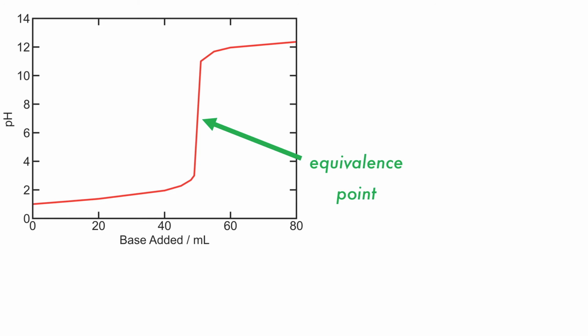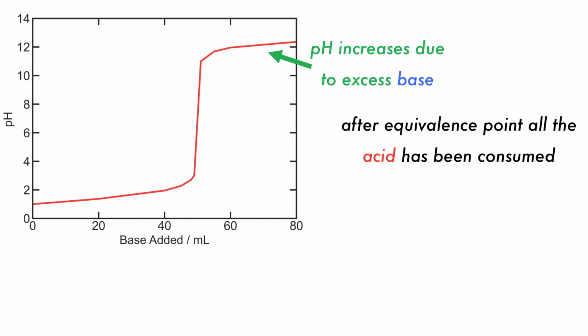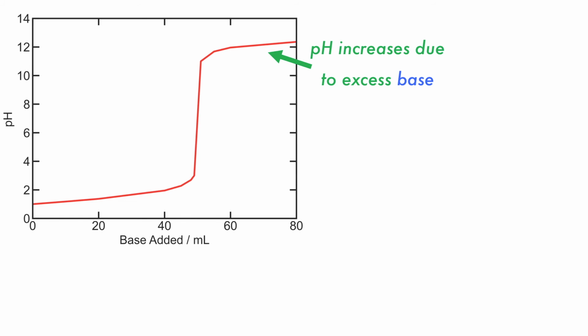Let's look at the next points of interest. The equivalence point, which is the steepest part of the curve. For a monoprotic strong acid-base reaction, the pH will always be 7 at the equivalence point because the solution contains a neutral salt. After the equivalence point, all the strong acid has been consumed and the pH continues to rise.